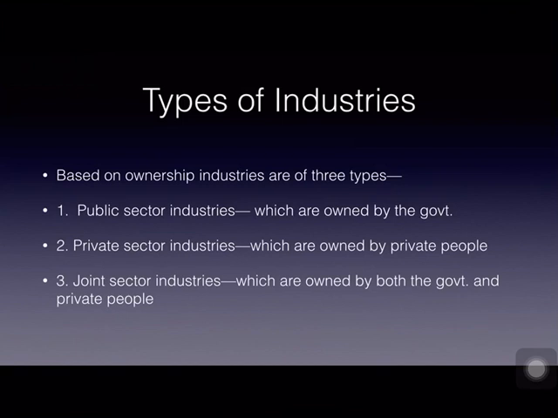And the best example for joint sector industries is Oil India Limited. It is the name of a company, Oil India Limited. This is the best example for joint sector industries. Joint sector means owned by both the government and private people.